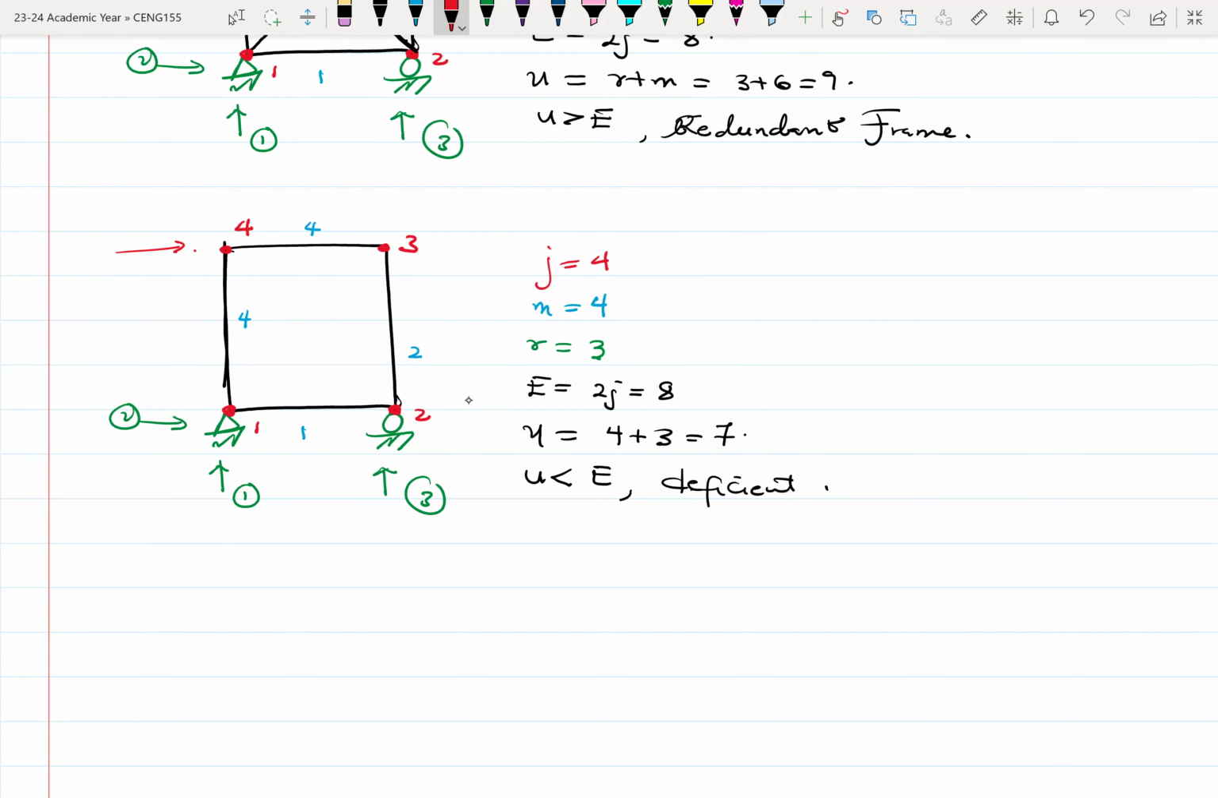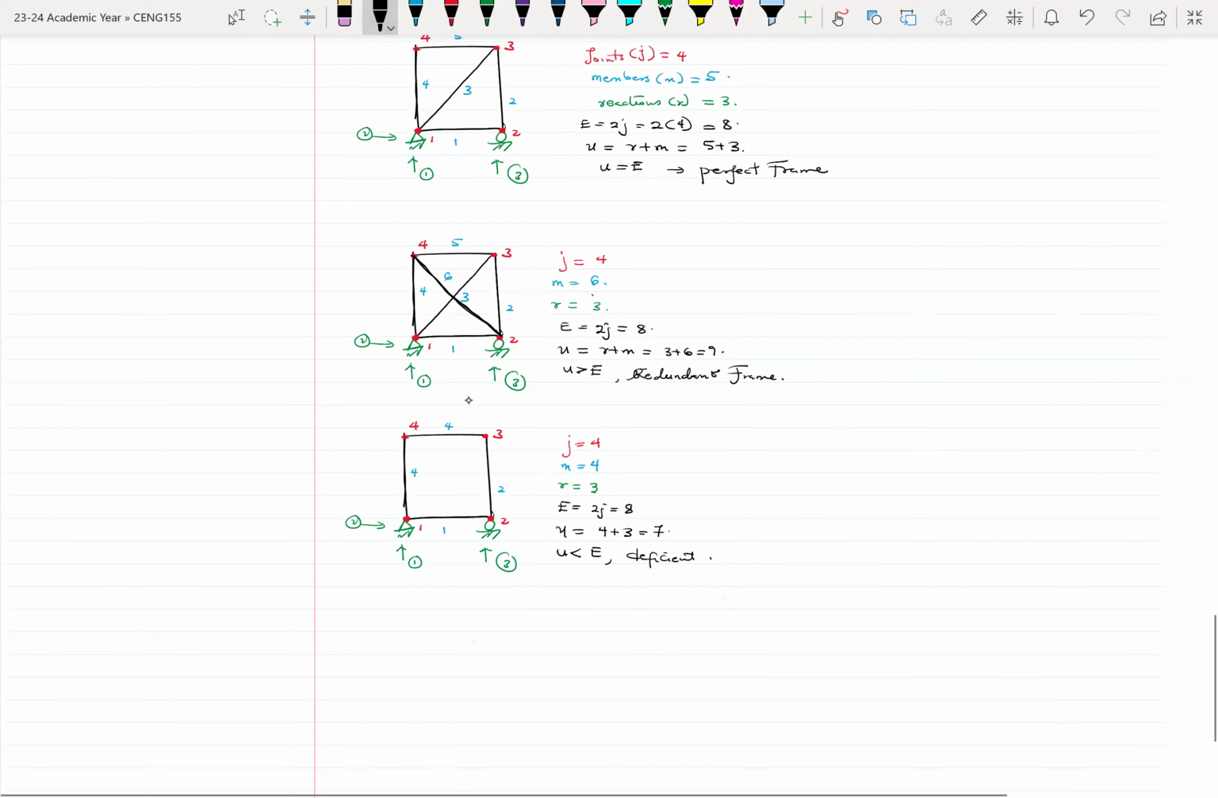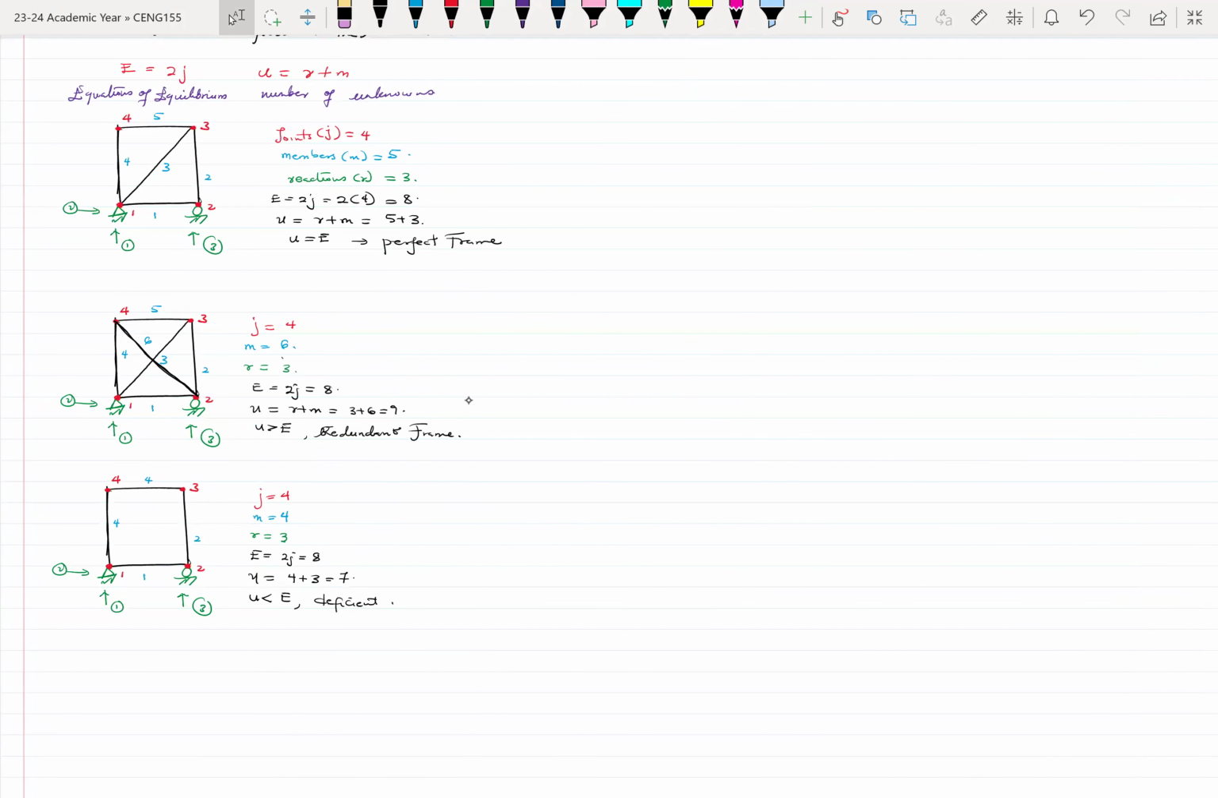It would collapse because this is an unstable frame. All right. So when it comes to pin jointed members, you first have to identify whether it is a perfect frame, whether it's redundant, or whether it is deficient. Okay. And it's important to find out which is which.